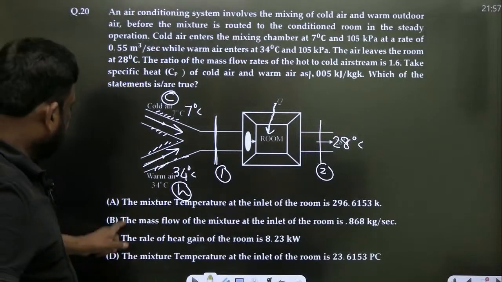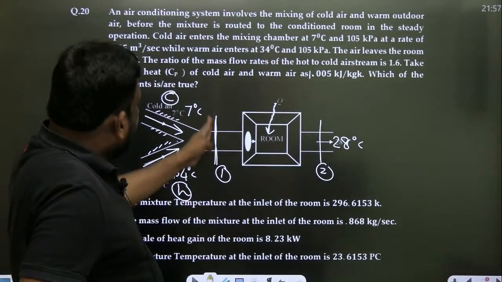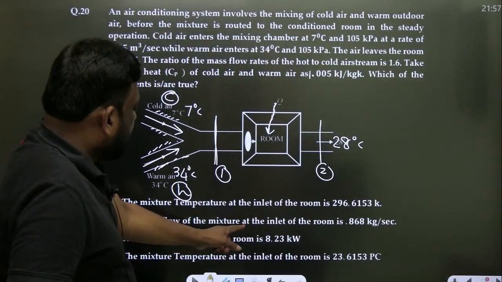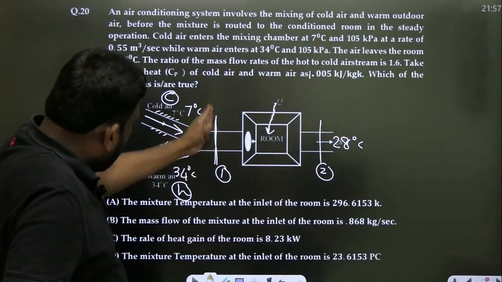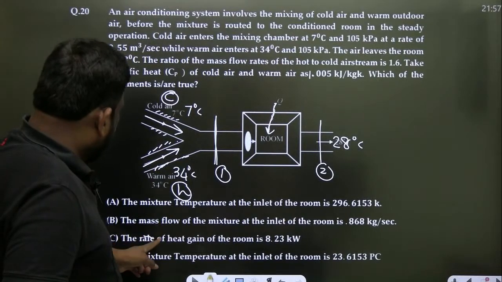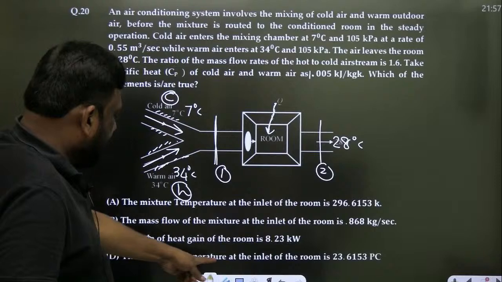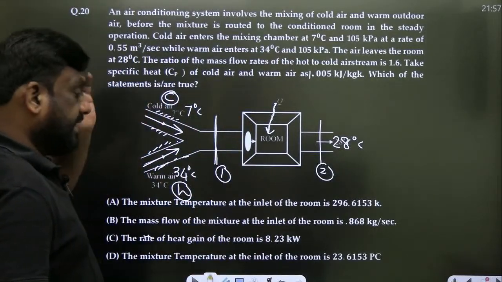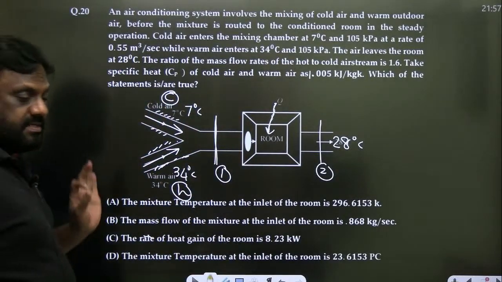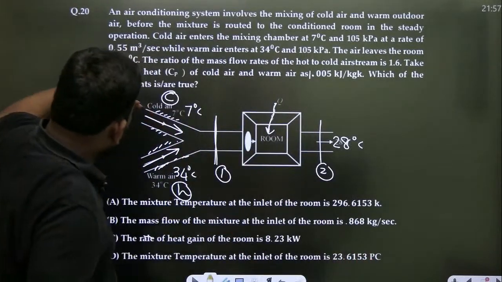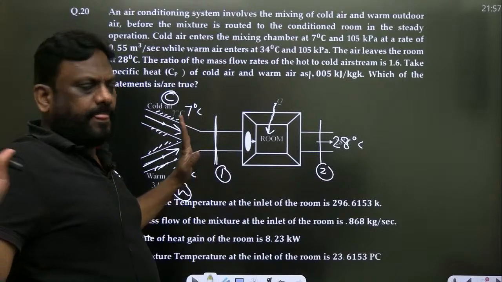क्या पूछा है सर? The mixture temperature at the inlet to the room is, ये पूछा है. The mass flow rate of the mixture at the inlet to the room is, ये पूछा है. The rate of heat gain into the room, रूम में कितना heat आ रहा है. ठीक है सर, करेंगे, कोई चिंता मत करो सर. Please listen carefully. It's a very good question I am doing. It's a steady flow.